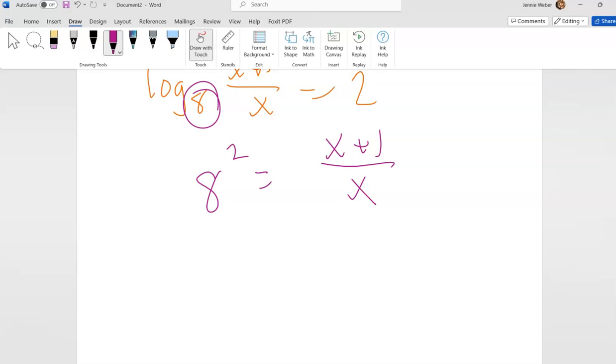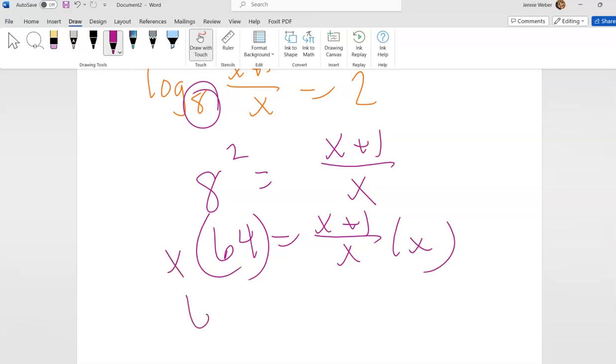I have to work this out, right? Well, this is 64. Okay, I'm like, well, that doesn't seem so bad. And I'm going to times both sides by x, okay? Because then I have 64x equals x plus 1. I'm like, well, that's better.